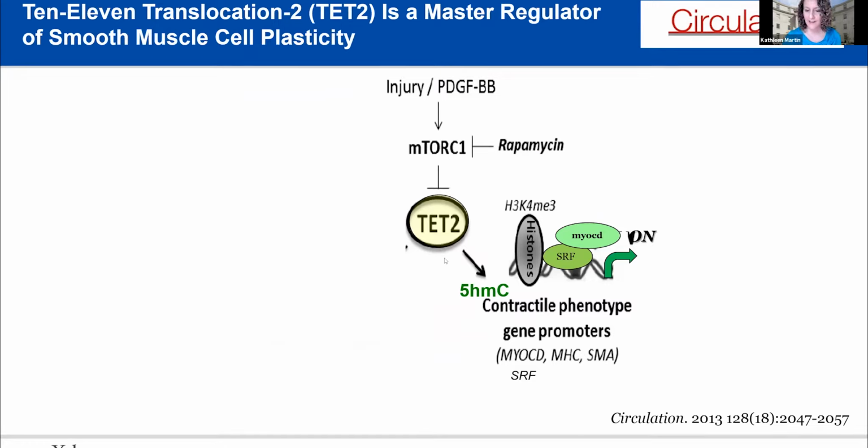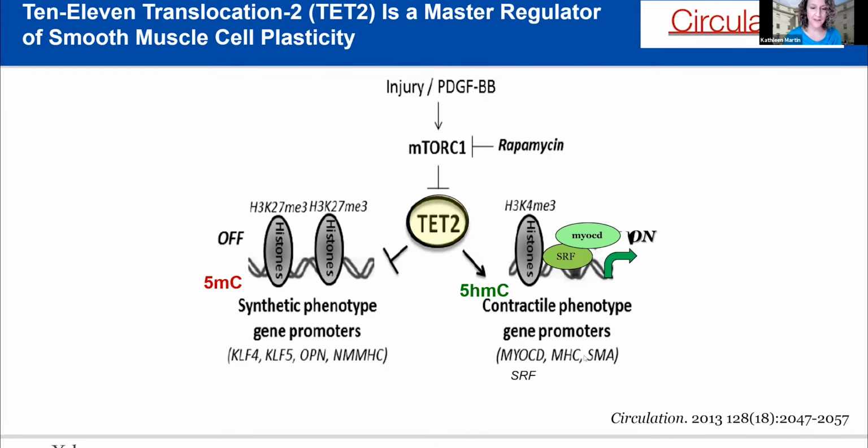When TET2 is active, it promotes this 5-hmC mark at promoters, including the promoters of myocardin and SRF, the master transcription factors for smooth muscle cells, as well as at the promoters of the contractile genes themselves. On the other hand, TET2 activity promotes methylation and repression of the chromatin at synthetic gene promoters, including KLF4 and KLF5, which are master transcription factors for the dedifferentiated phenotype.